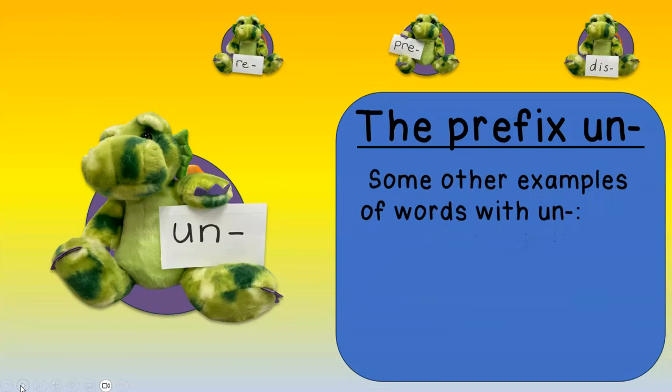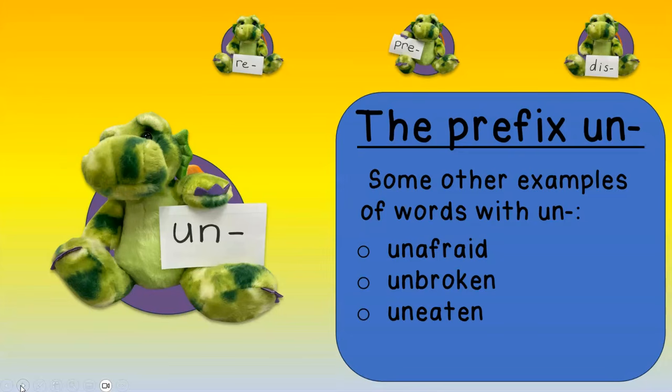And some other examples of words with the un prefix are unafraid, meaning not afraid, unbroken, not broken, uneaten, his dinner went uneaten, and unread, meaning that book is unread. Mr. Pearson has a lot of unread books, unfortunately. There it is again.